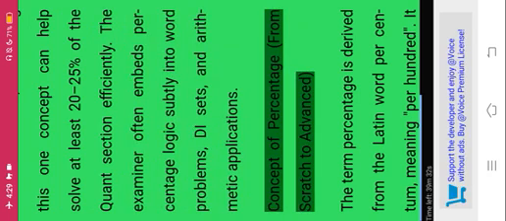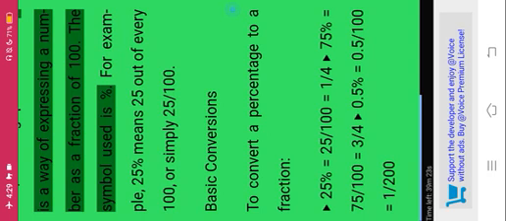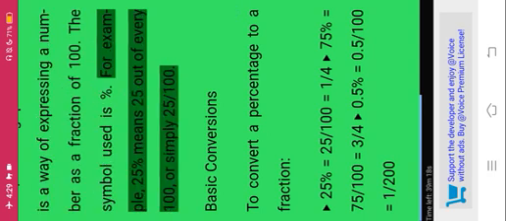Concept of percentage from scratch to advanced. The term percentage is derived from the Latin word percentum, meaning per hundred. It is a way of expressing a number as a fraction of 100. The symbol used is percent. For example, 25% means 25 out of every 100, or simply 25 hundredths.